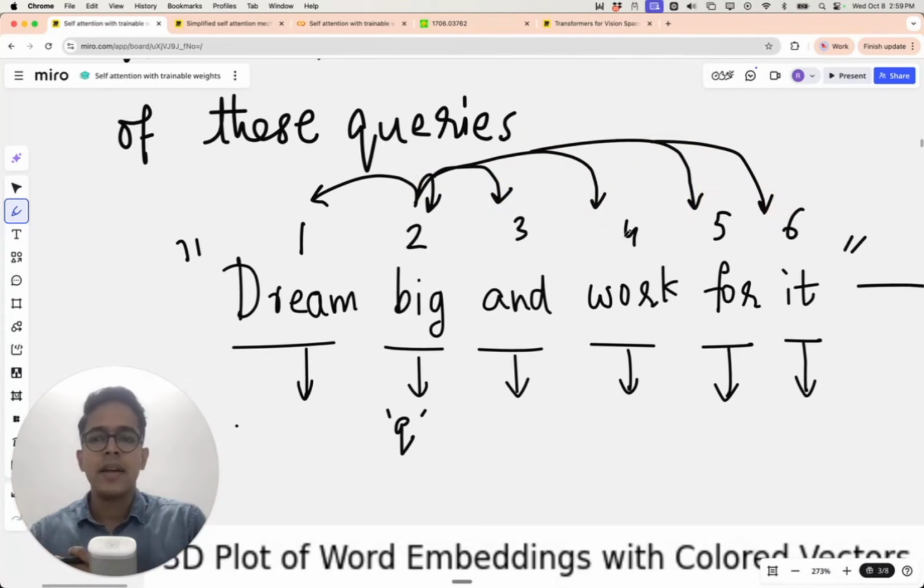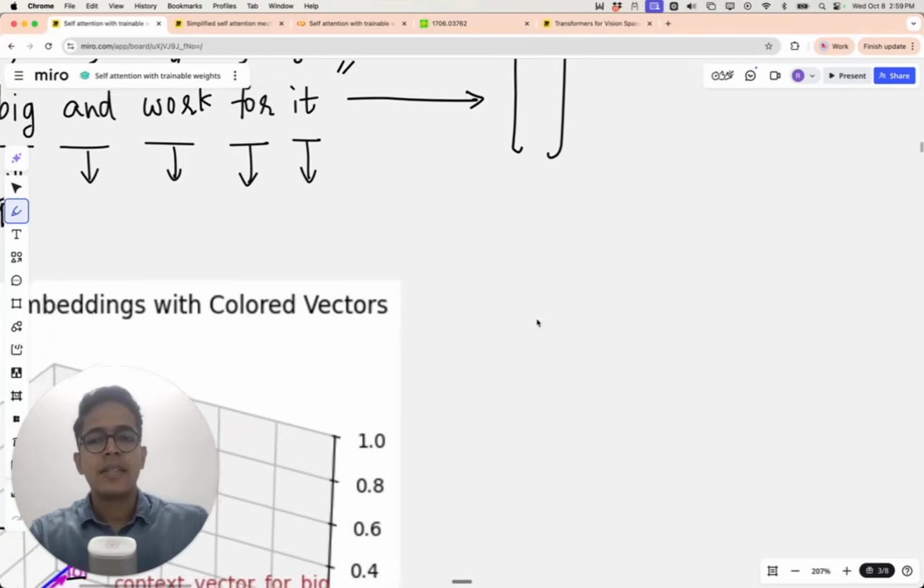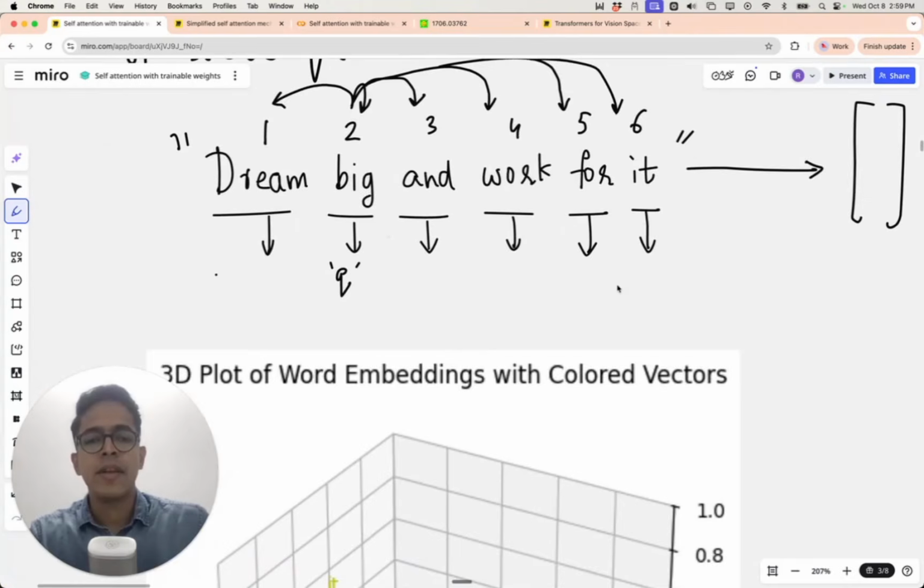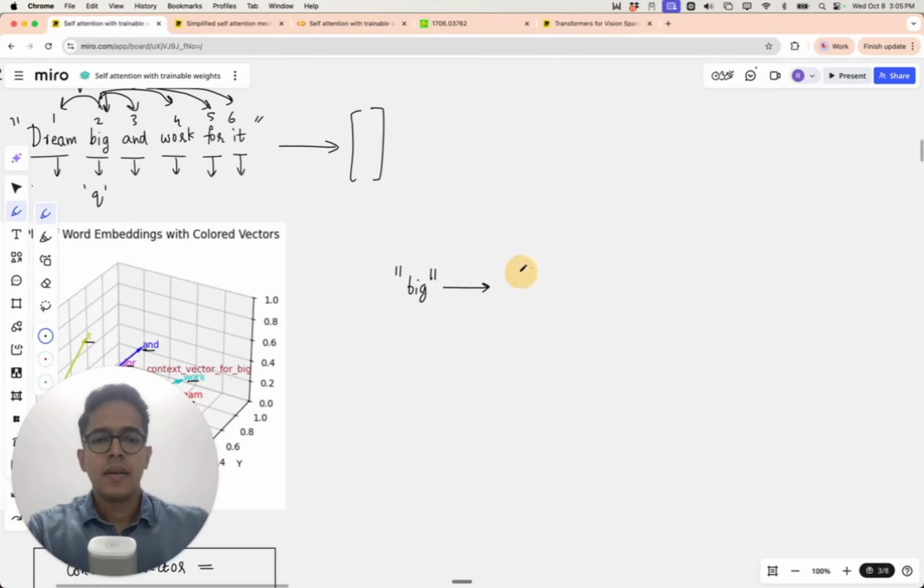So what we discussed in the earlier lecture was that we normalize these attention scores such that they add up to 1. So we were using the softmax function for normalizing, such that the 6 attention scores corresponding to any query add up to 1. So in this case, if we consider our query being big, there will be 6 attention scores corresponding to every single key. So let's say this is 0.1, 0.2, 0.2, 0.1, 0.3, and then this will be 0.1.